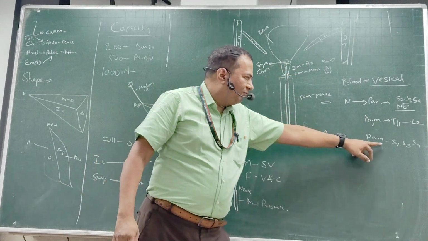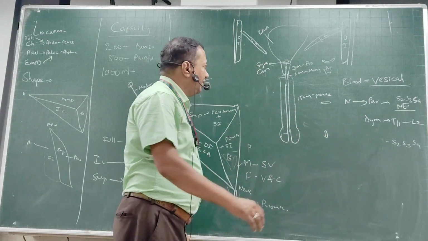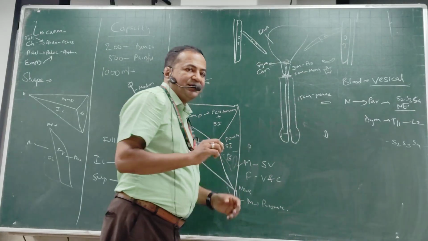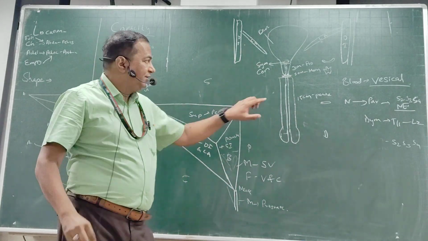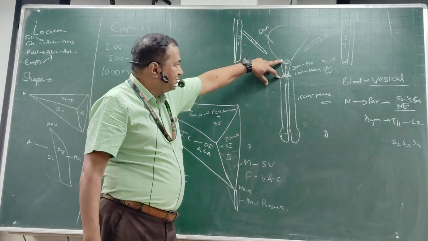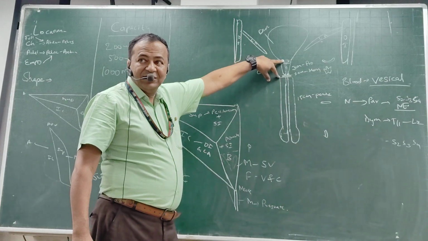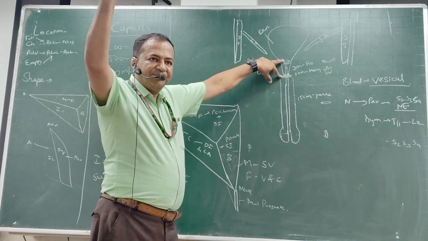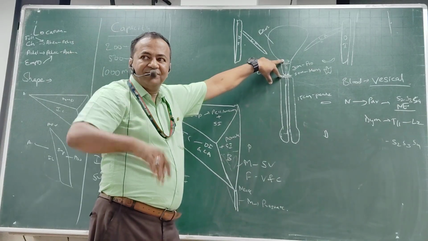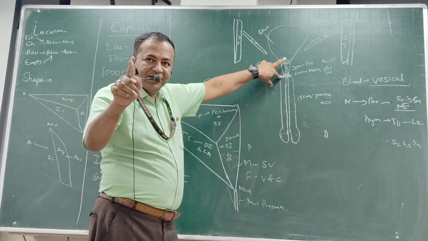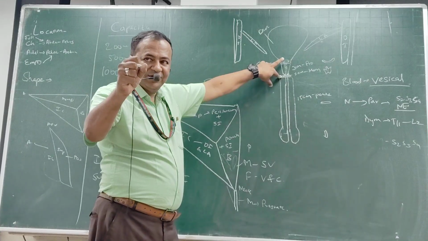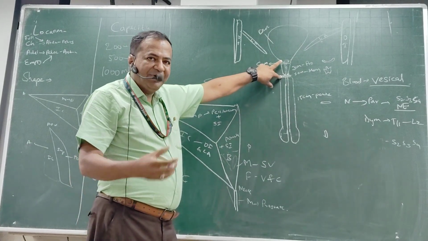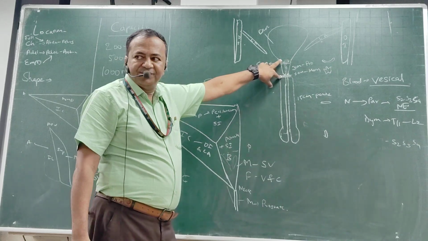Now what is the pudendal nerve? Around the membranous urethra is the sphincter urethrae. Sphincter urethrae is here, sphincter vesicae is here. Sphincter vesicae is under autonomic control. When the bladder is full, parasympathetic will release. Sphincter urethrae is under voluntary control. In males it is below the prostate, in females it is below the bladder.